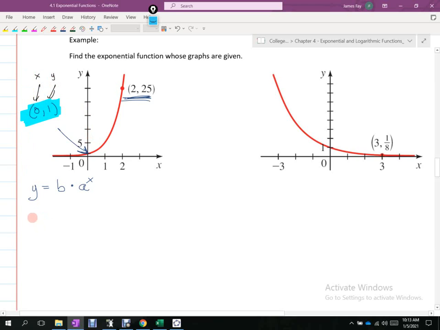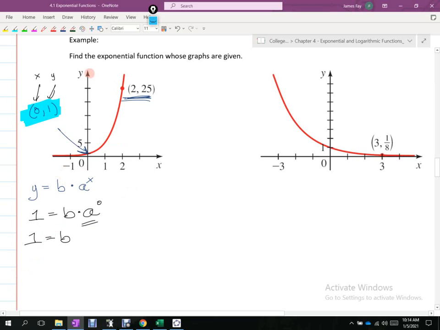If I plug those in, so y is 1, b I don't know, a I don't know, but x is 0. And what that does is creatively destroys that a, doesn't it? What's a to the 0? 1. So by using that y-intercept, it allows us to get this to be b times 1, or just, in this case, b. So does that tell me what my b, what my scalar multiplier is? Does that make sense to everybody?